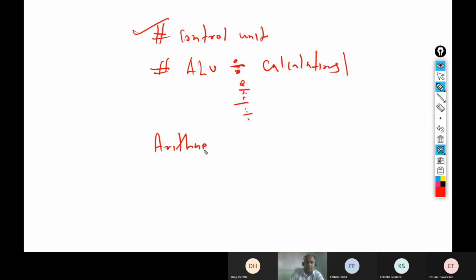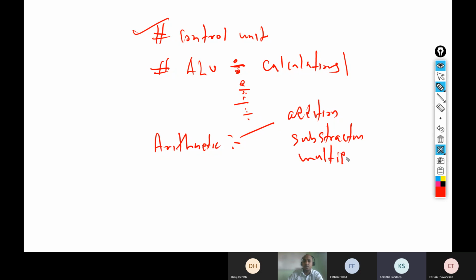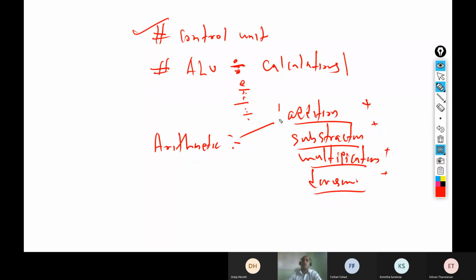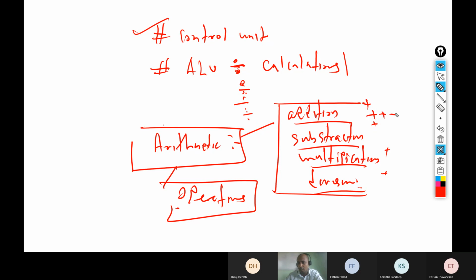If you are good at math, arithmetic means arithmetic operations. That means addition, subtraction, multiplication and division. Right? These things, addition, subtraction, multiplication, division, are arithmetic operations. So addition means plus, subtraction means minus, multiplication, and division, divide.